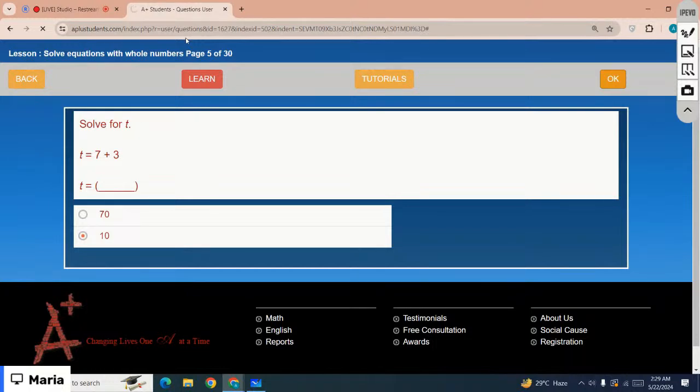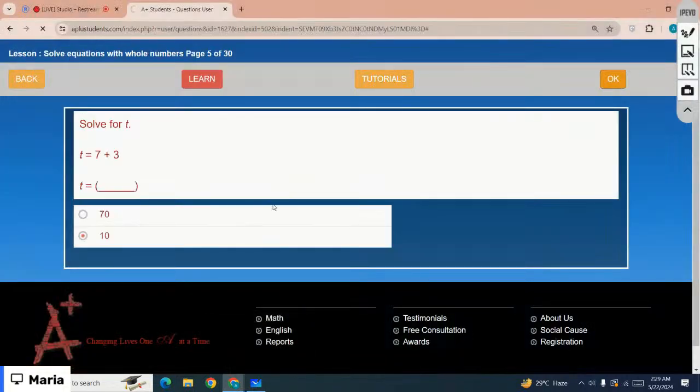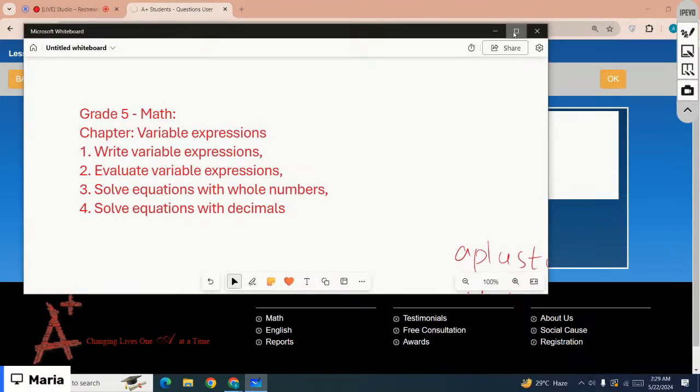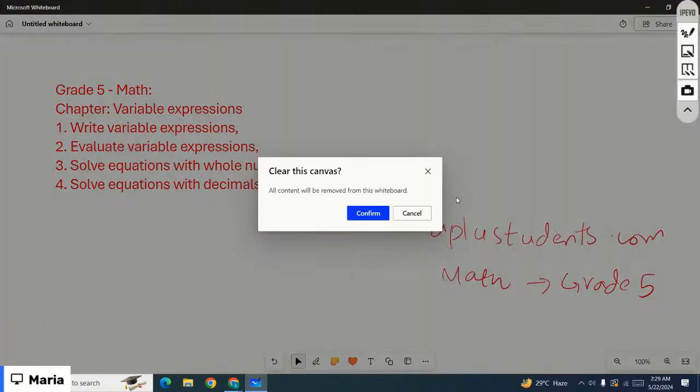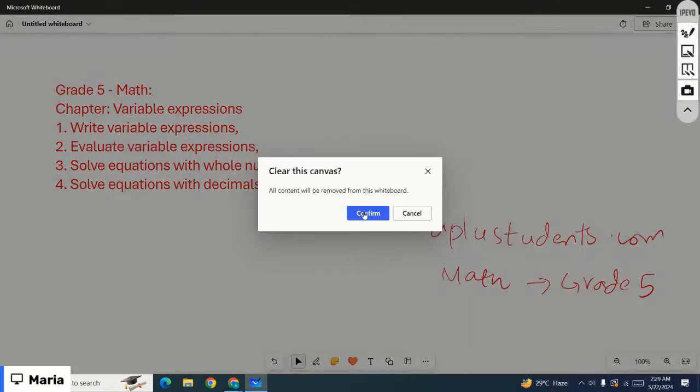Actually, the website is down, right? So let me see the next lesson. The next one is solve equation with decimals. The next lesson is the same one, but you have to add the decimals, right? So I'm going to start writing the examples on my own on the board and we'll solve them, because I don't know how long it takes to fix the issue.